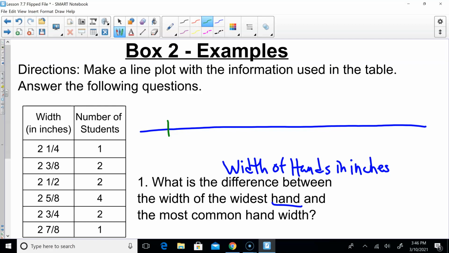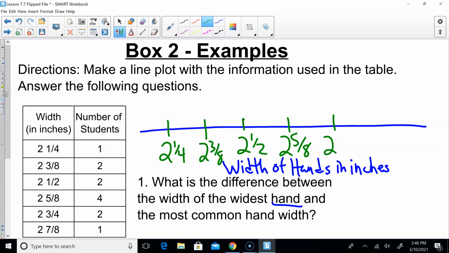So we're going to make our first line. This is 2 1/4. The next one is 2 3/8. 2 1/2. 2 5/8. 2 3/4. I thought I was going to run out of space. And 2 7/8.